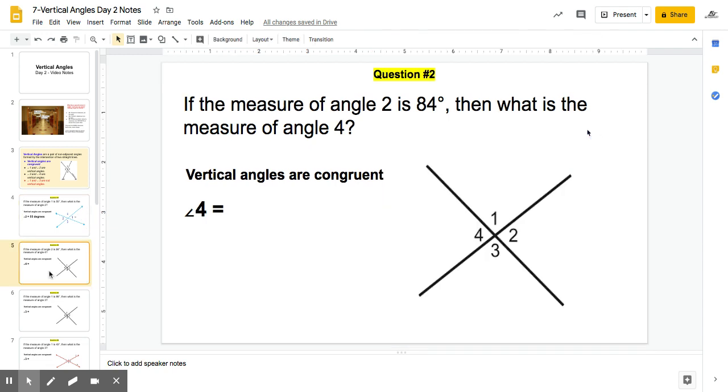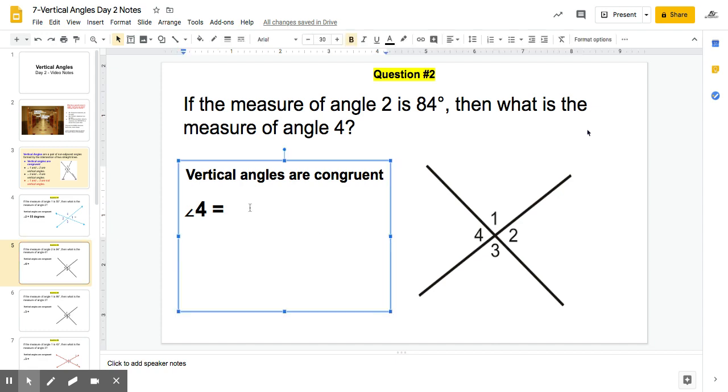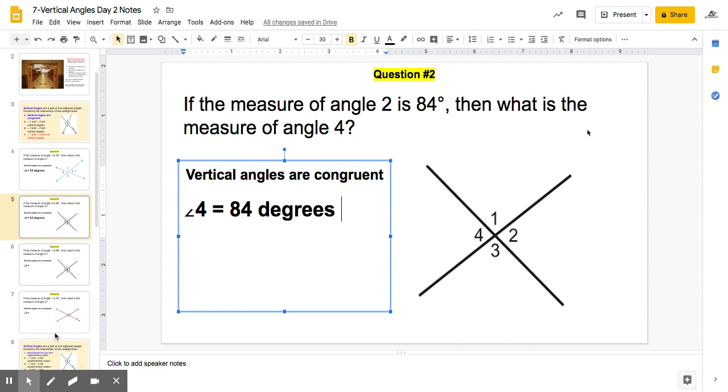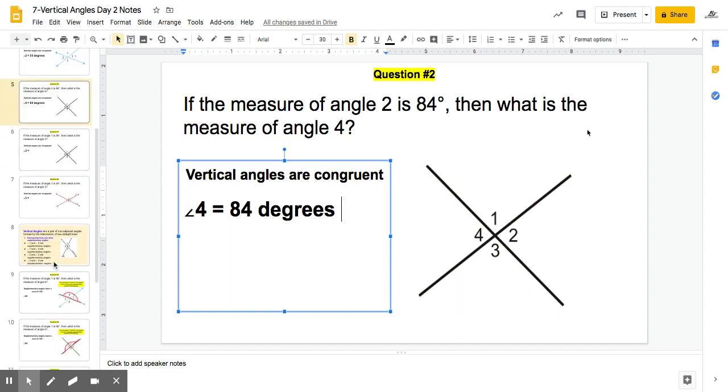All right, number 2, if the measure of angle 2 is 84, then find the measure of angle 4. Well, angle 2 and angle 4 are vertical angles because they are formed by the intersection of two lines and they're across from each other, which means they're going to have the same degree measure. So angle 4 is also equal to 84 degrees. That's all the review that I'm going to do from the other day because we don't even have to do any math. You're simply just writing the same angle measure down because they're equivalent or they're congruent. Remember, congruent is just that fancy word we use in math that just means equal.